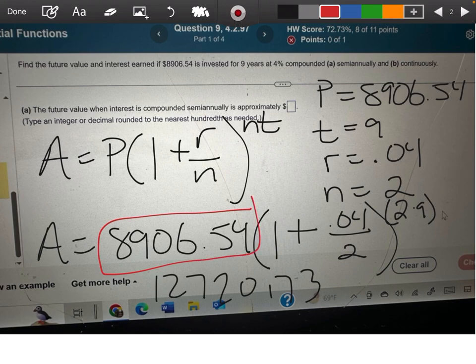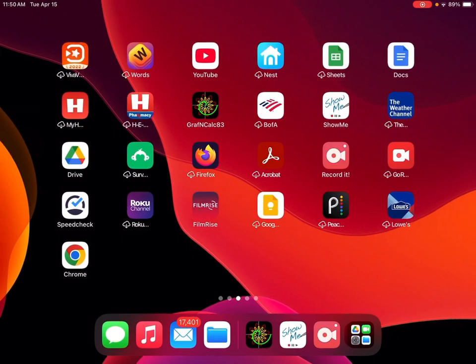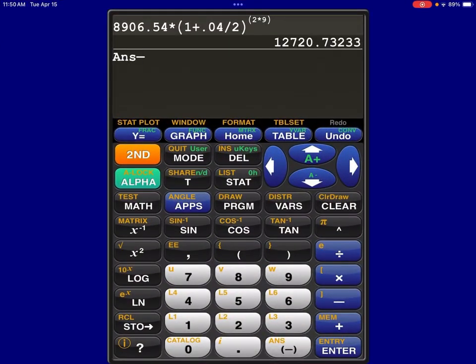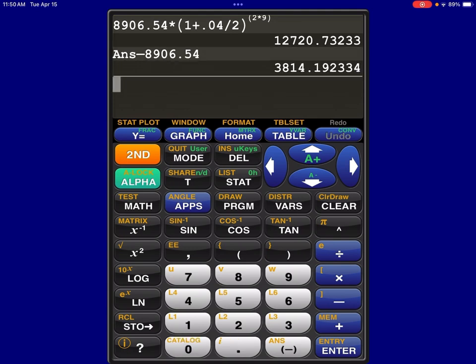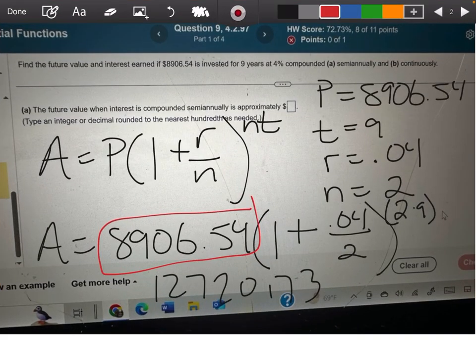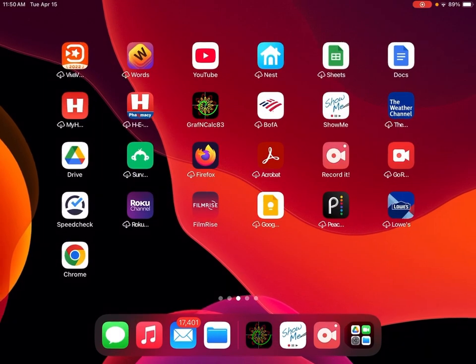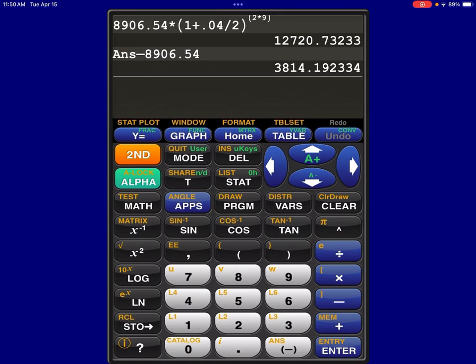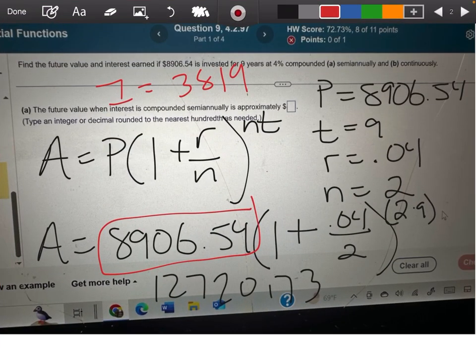So let's subtract that off. So minus 8906.54. So how much money was interest? 3,814.19. So the interest was $3,814.19. That's how much is interest.